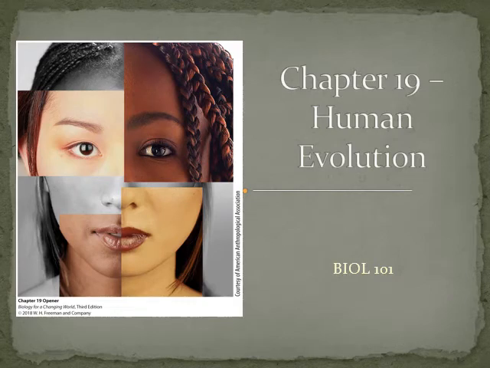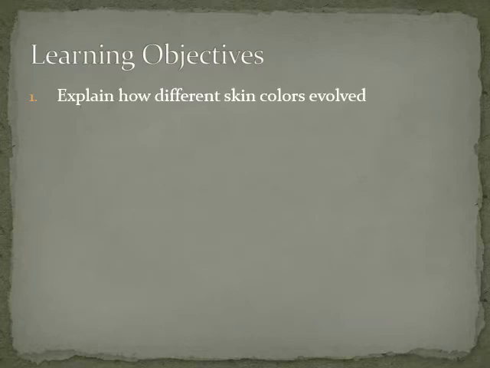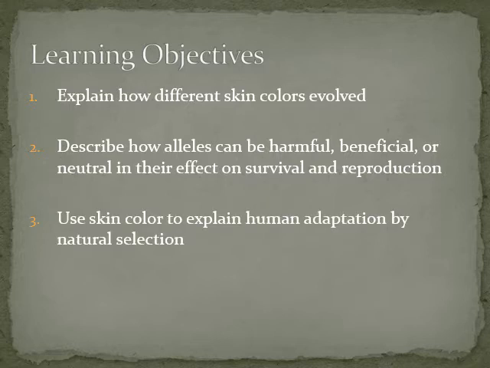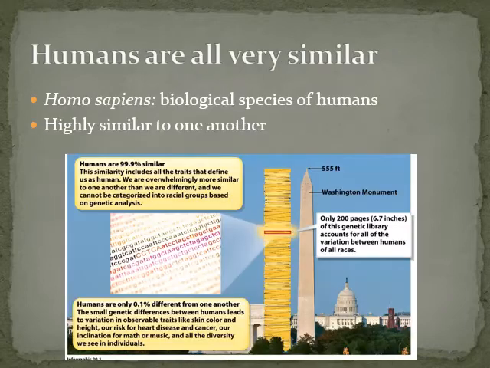Going to be going over chapter 19, Human Evolution. By the end of this chapter or this lecture, you should be able to explain how different skin colors evolved, describe how alleles can be harmful, beneficial, or neutral in their effect on survival and reproduction, and use skin color to explain human adaptation by natural selection.